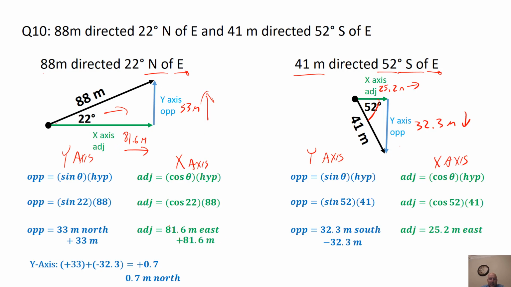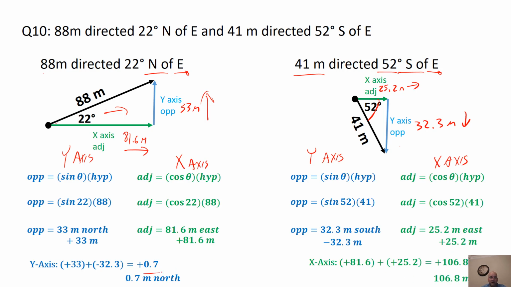Now we're going to take the x-axis vectors. These two are going together. 81 meters east, we're going to call east positive. We're going to call east positive over here. Of course, we can't contradict. We have to be the same. And now we're going to add those vectors, and we're going to get a larger positive number because they're in the same direction. And we get 106.8 meters east.